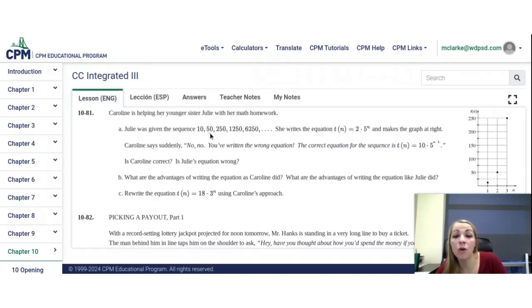But let's just check that second one. If I plug in 2, I should get 50. So 2 minus 1 leaves me with an exponent of 1. 5 to the first power is 5, and 5 times 10 is 50. So it looks like that pattern's working out just fine.